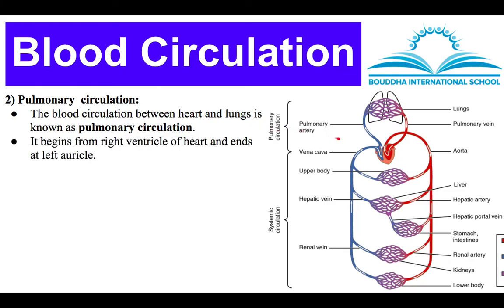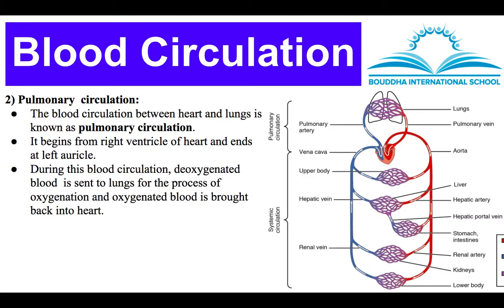So it will begin from right ventricle. If you remember, systemic circulation began from left ventricle, but this begins from the right ventricle. From right ventricle, blood will go to the lungs, where the blood will get pure, and the pure blood will be collected back into the left auricle. That means it begins from right ventricle and ends at left auricle.